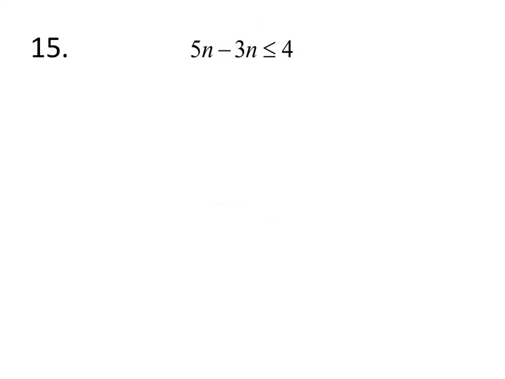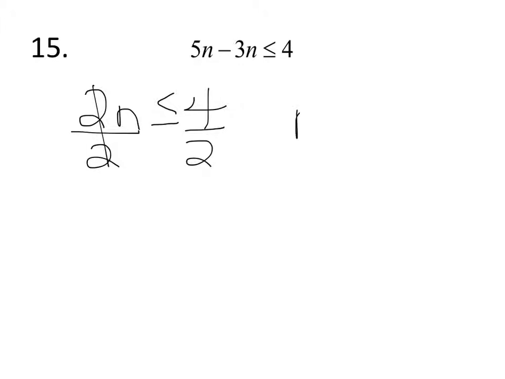All right, 15, same situation. Combine your like terms first. 5n minus 3n is 2n is less than or equal to 4. Divide both sides by 2. You get n is less than or equal to 2.